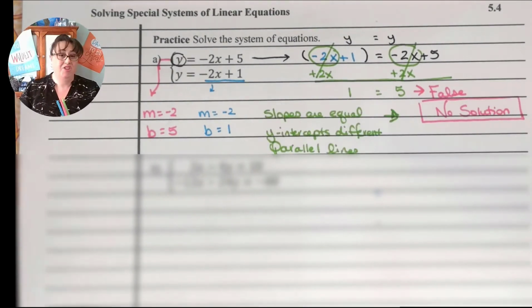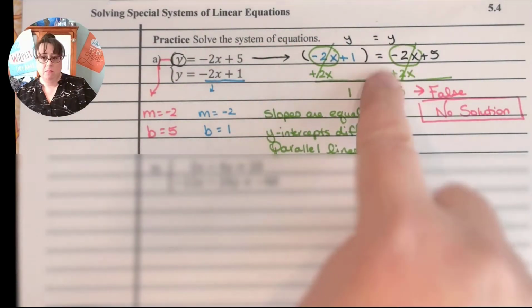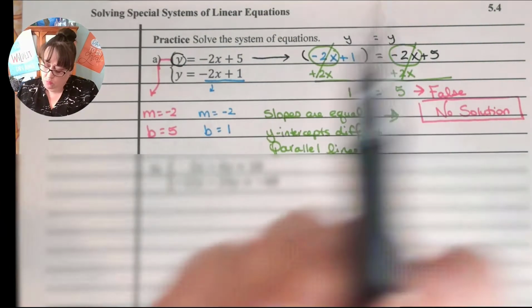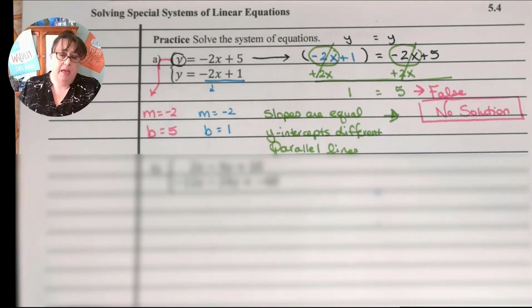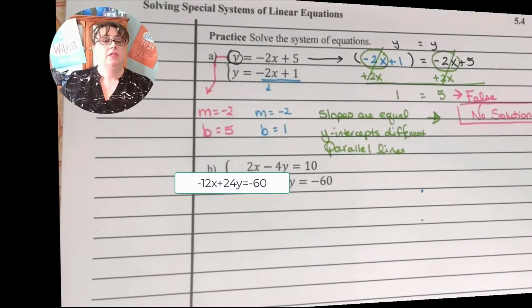But you don't have to show that part. All you have to show is this algebra. If you want to show this other part, I guess you can, but the algebra is the real fast way to get to the answer. So let's look at this next one.